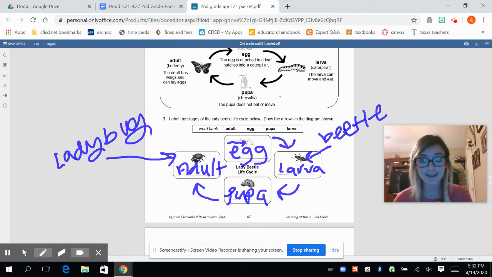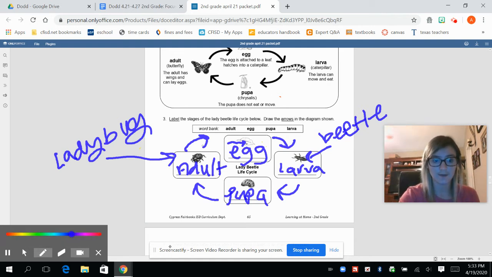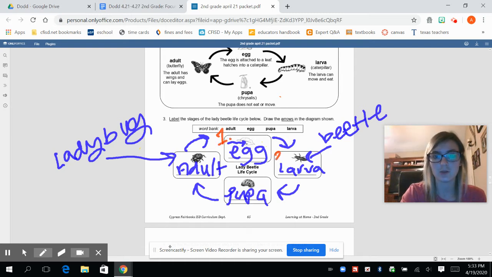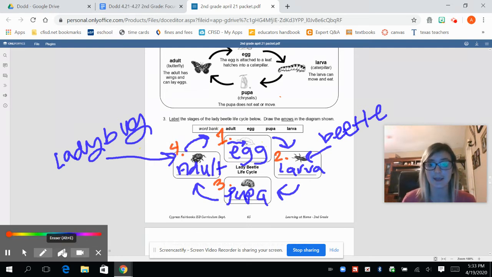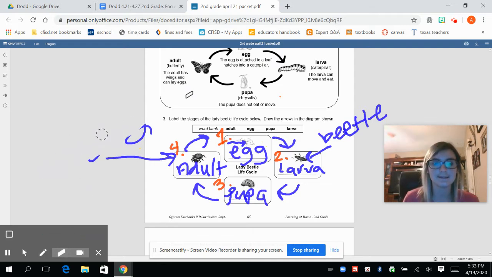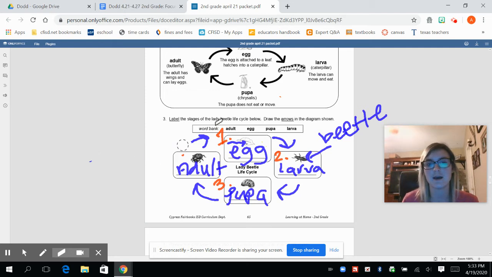But hey, the life cycle doesn't end with the adult. The adult then lays eggs. And so after step 4, we start all over again at step 1. Okay? So we have step 1, step 2, step 3, and step 4. And then it starts over and over again. All right? So let me erase this, and we are going to move down to another page.